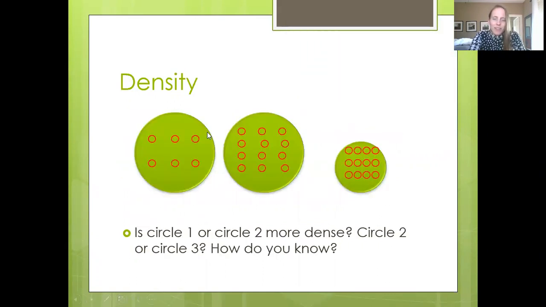So if we look at these circles here, the first two circles have the same volume because they're the same size circle, but the middle circle here has more stuff in it. So more stuff per the same volume. That makes this circle more dense than the one to the left of it. Now, if we compare the middle circle and the last circle here, they both have the same amount of stuff inside, but I have now decreased the volume. So I have less space for that stuff to spread out. So this time, the third circle is the one that is the most dense.